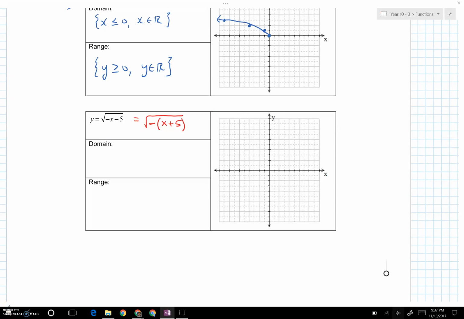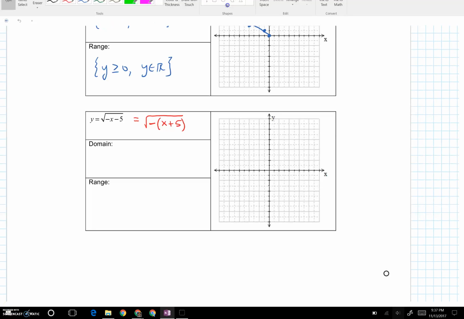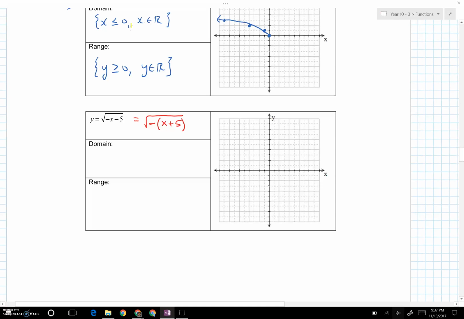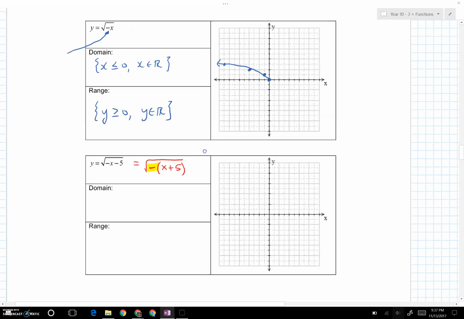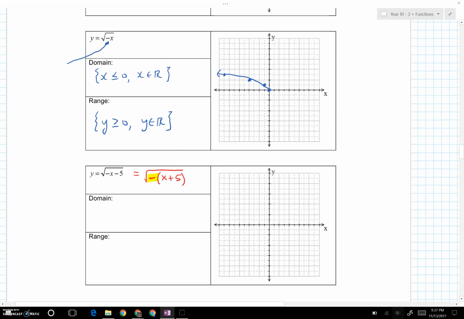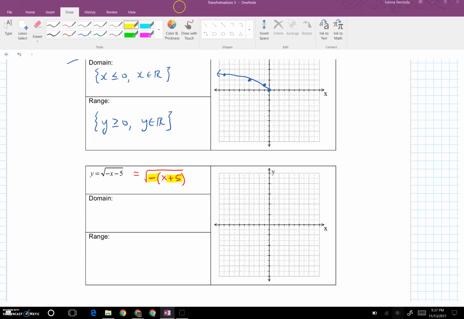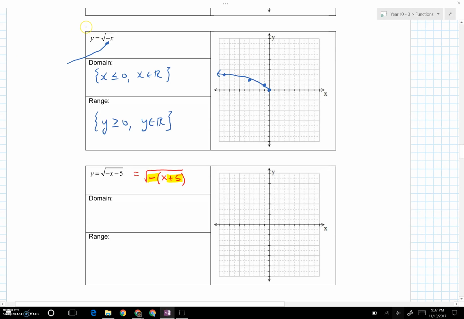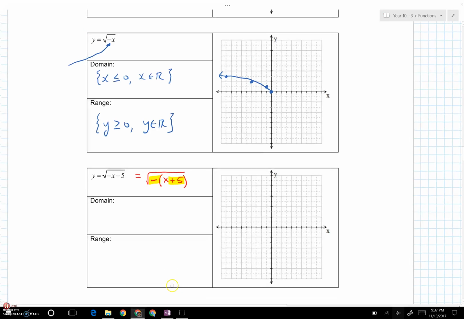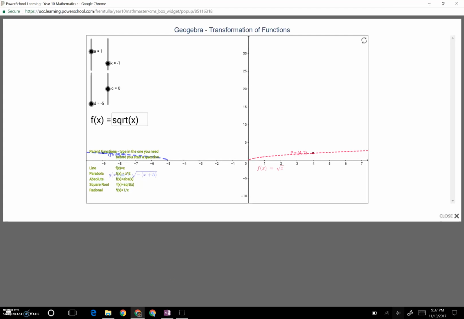Well, if you're smart, and I'm hoping that you are at this point in time, being in my class, this negative is the same as the one above it, so it gets reflected in the y-axis. And this +5 means it went to the left 5. So if I punch that into my handy-dandy computer program, here's what it says.